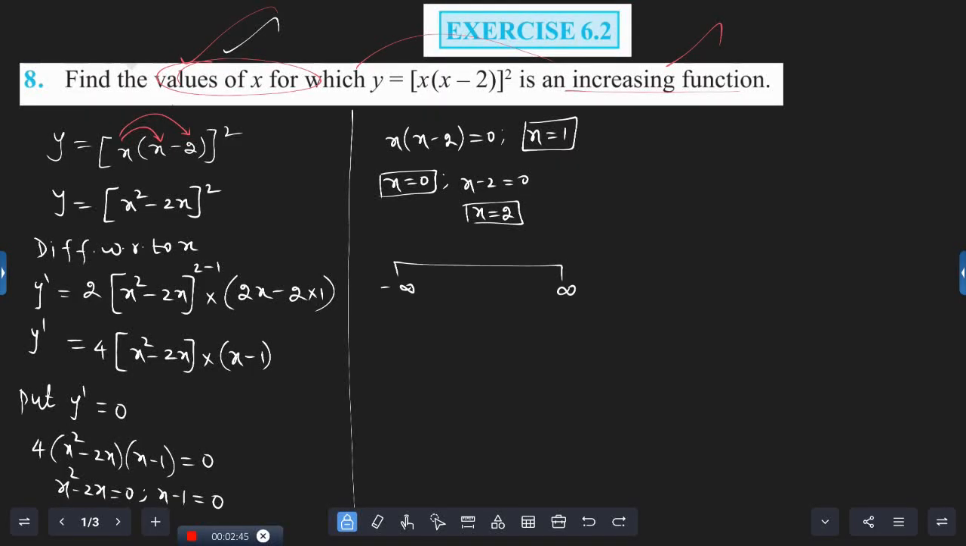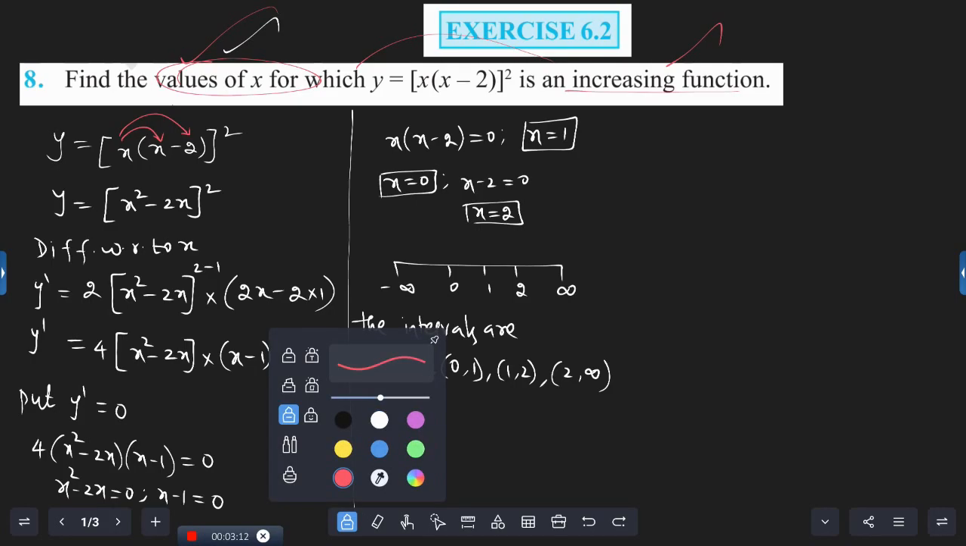Same manner. Okay. So x is 0, a small value on this side, next to 1, next to 2. How many intervals are we getting? Just see, Raja. The intervals are minus infinity comma 0, 0 comma 1, 1 comma 2, 2 comma infinity. Understand? From the 4 intervals, where it is increasing, that alone we have to take. That is the question they have given.